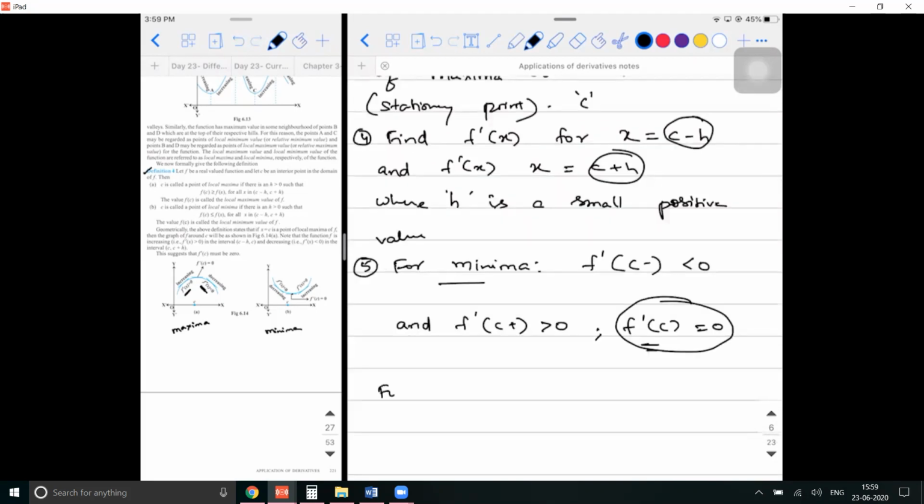In a similar way, can you people frame the condition for maximum? For maximum, what should happen? F dash of C minus should be greater than 0, and f dash of C plus should be less than 0. See, before something is increasing only, it can reach maximum. So that is how you have to remember. I hope it is clear till this step. If it is clear, the next step is only to apply them.